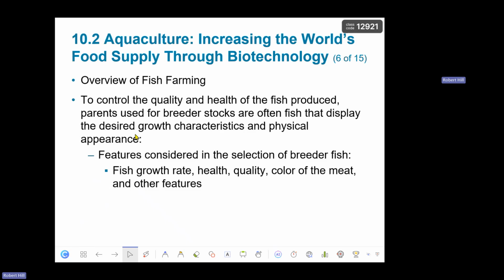So to ensure optimal results, breeder stock is carefully selected based on desirable traits like rapid growth, disease resistance, meat quality, and even color, right? Coloration. So think about it. This form of selective breeding really helps farmers improve productivity and consistency, ensuring that each generation is better suited for aquaculture.